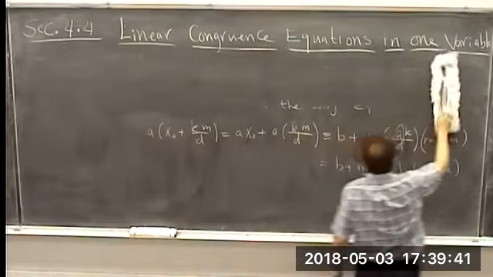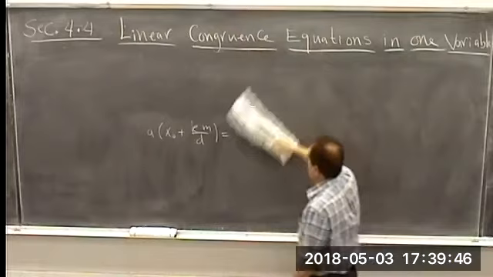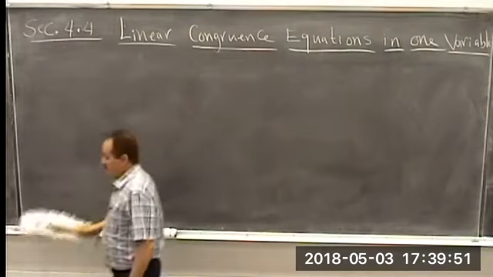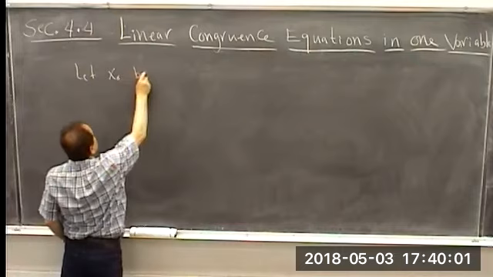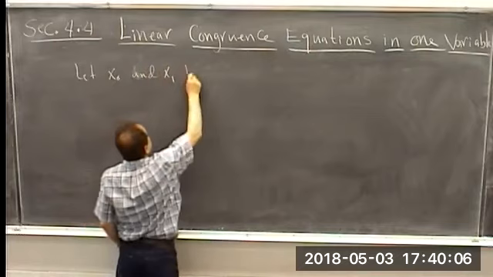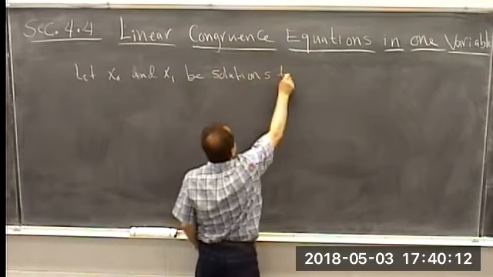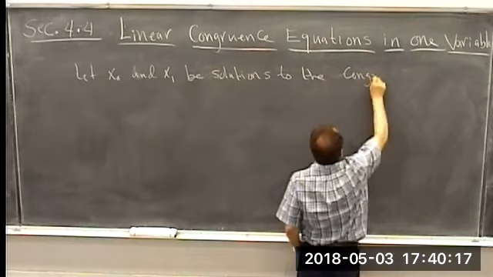So let's assume we have x sub 0, which we know does exist. At least one solution we know exists, okay? And I want to show if there's another solution, then it must be expressed in terms of x sub 0 according to this rule, okay? So let x sub 0 and x sub 1 be solutions to the congruence. All right? I'm not saying these are distinct.